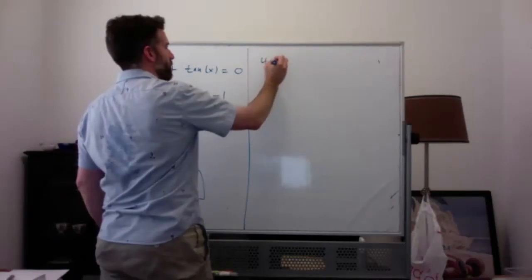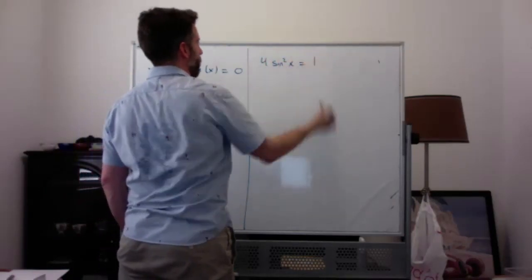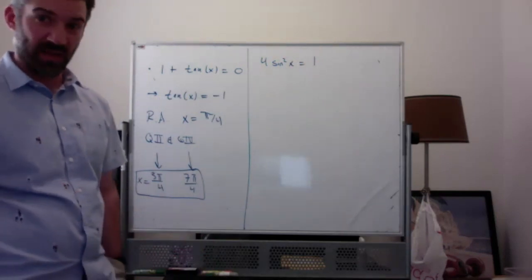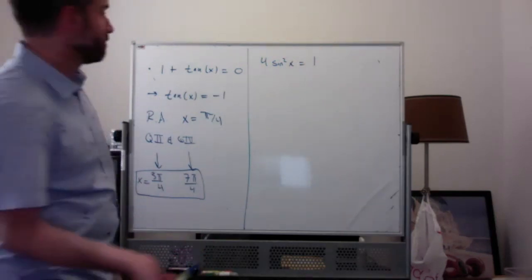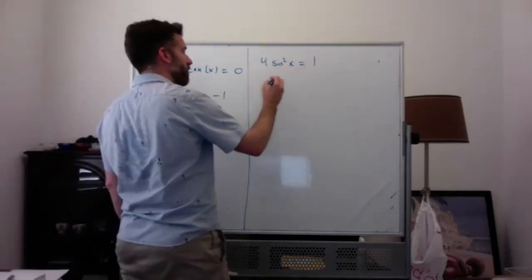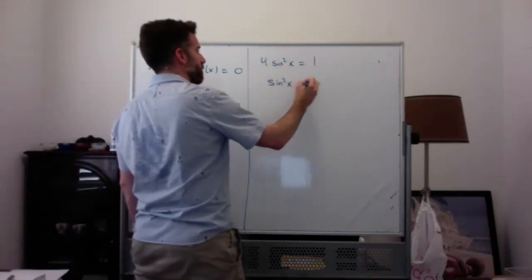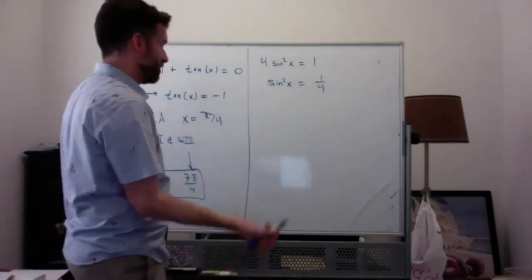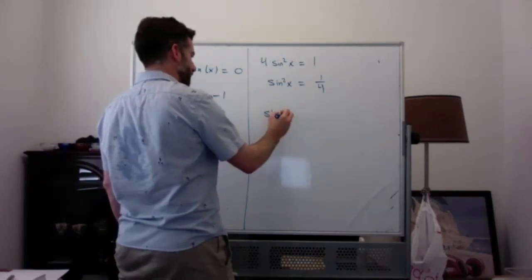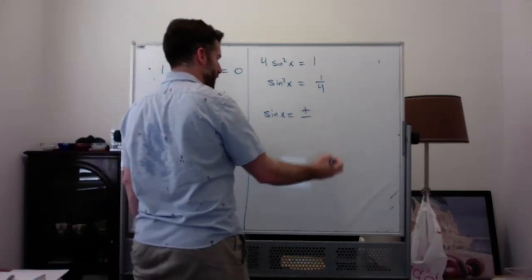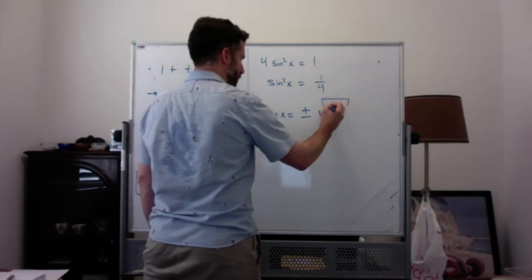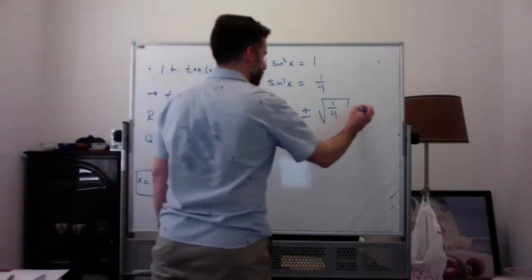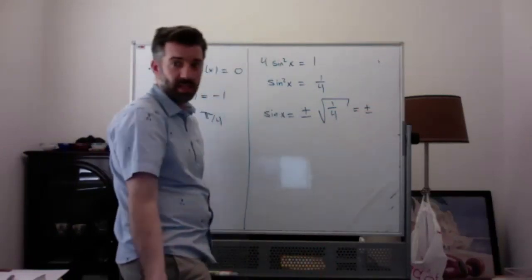All right, 4 sine squared of x is equal to 1. This is one of those equations where I'm pretty sure I'm going to get an answer in every quadrant. So divide both sides by 4. And then take the square root of both sides. Now, if I take the square root of both sides, I have to say that sine of x can be positive or negative, the square root of 1/4. But what's the square root of 1/4? It's 1/2.